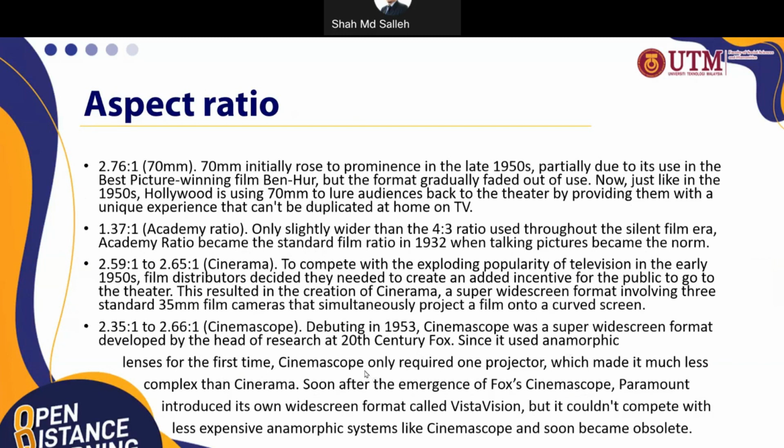CinemaScope only required one projector, which made it much less complex than Cinerama. Soon after the emergence of Fox CinemaScope, Paramount introduced their own widescreen format called VistaVision. But it couldn't compete with the less expensive anamorphic system, which is CinemaScope, and soon became obsolete.